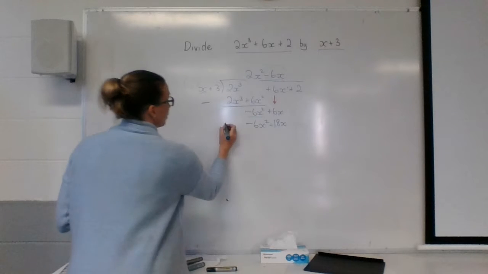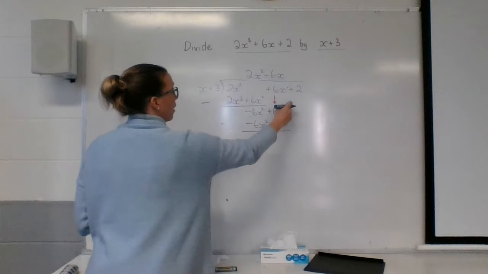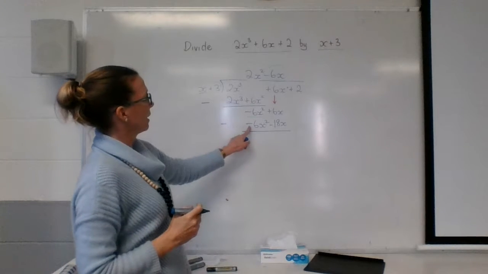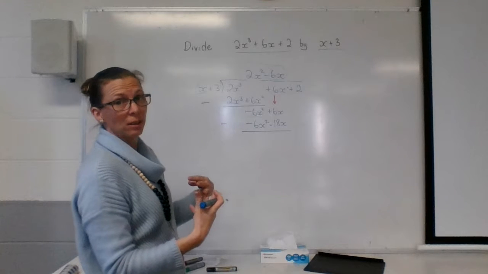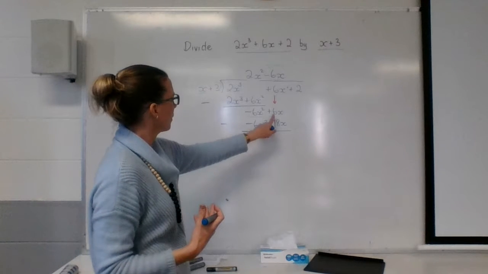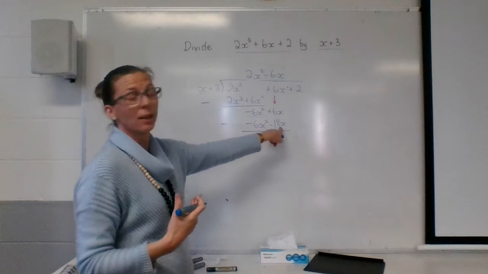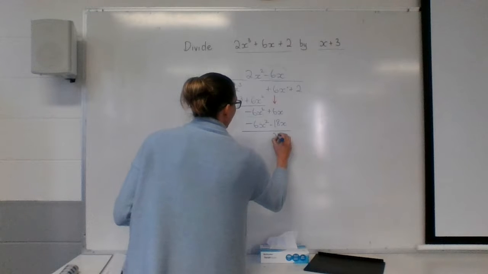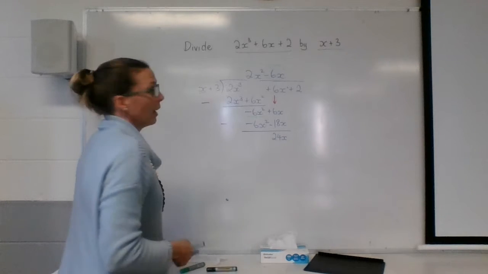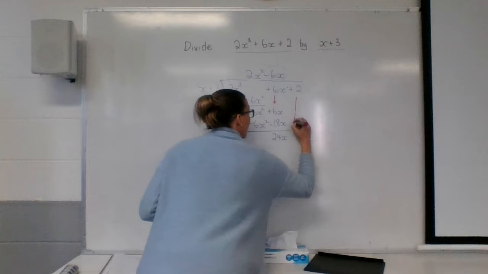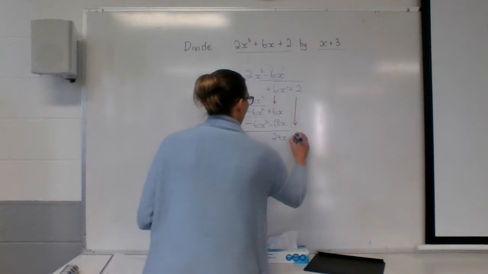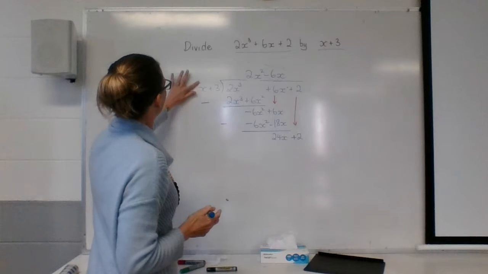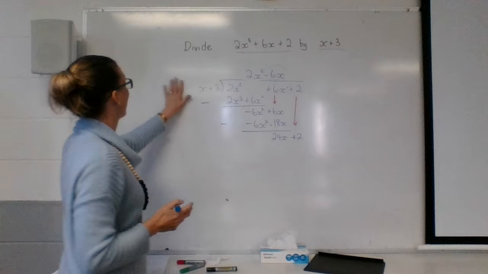At this point, I'm now going to subtract. I'm going to start with this line, subtract the second line. Negative 6x squared take negative 6x squared is like adding 6x squared, which becomes nothing. 6x take negative 18x becomes 6 plus 18, so I get 24x. And now I need to draw down that 2. I'm nearly there. I'll just rub out that green writing.